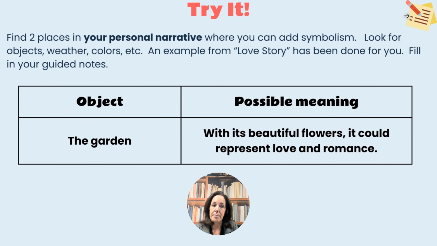So now you're going to try it. Find 2 places in your personal narrative where you can add symbolism. Look for objects, weather, colors, things like that. I did 1 example from Love Story. You're going to pick 2, okay? I chose the object of the garden, and my possible meaning that I thought of with its beautiful flowers, it could represent love and romance. So pause my video and look for objects in your personal narrative and write down what they could possibly symbolize. By the way, if you don't have any, now's the time to add them.